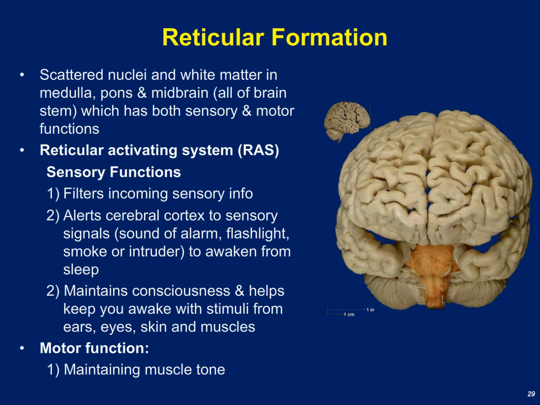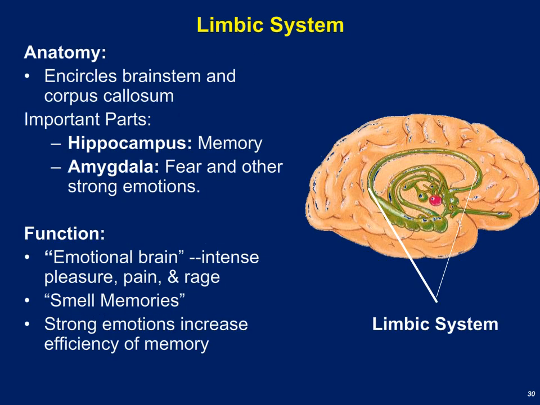Now, one last point about the reticular formation, it also has some motor functions. Specifically, it helps to generate muscle tone by generating periodic motor nerve impulses to cause minuscule contractions of our skeletal muscles. Another functional brain region that we find between the brainstem and the cerebrum is called the limbic system. The limbic system encircles the brainstem and also a structure called the corpus callosum, which we'll see in a few slides. And important parts here include the hippocampus and also the amygdala. The hippocampus is extremely important for making long-term memories, and the amygdala is important for fear and other strong emotions.